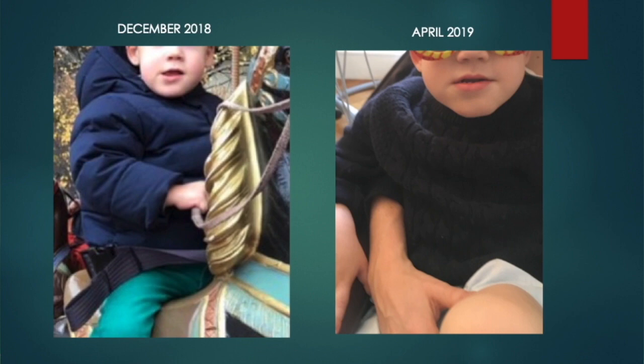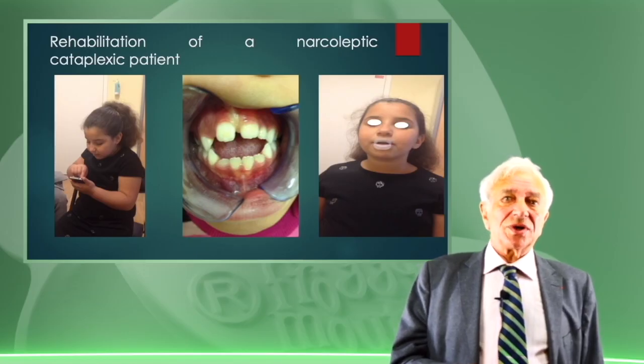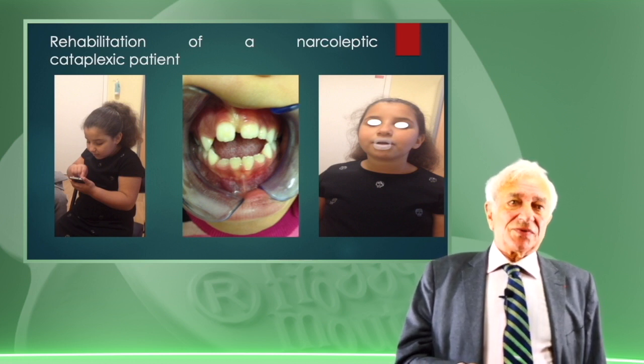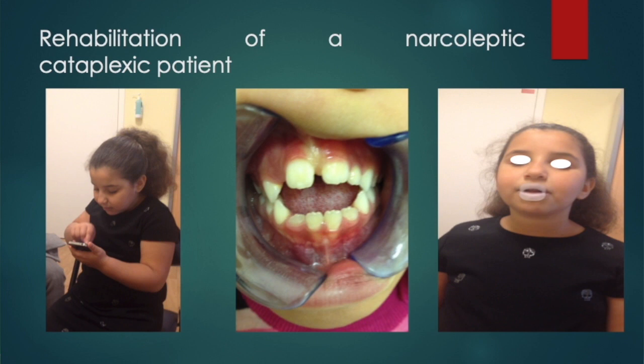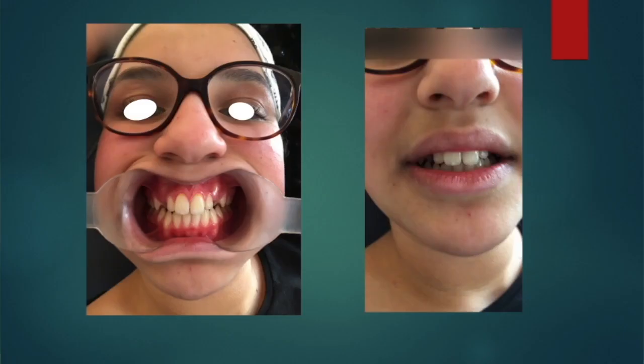And another case which is also very difficult to re-educate was a narcoleptic cataplexic patient. This girl was only concentrated on video games, and it was a great problem for the mother, and we can see her occlusion, and she has a very important open bite. I don't know why we could communicate, maybe by eyes. And she accepted to put Frogimorph once a day. We can see, without any other treatment, the progress, and the open bite is corrected only by the re-education.